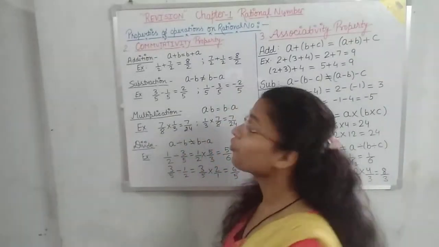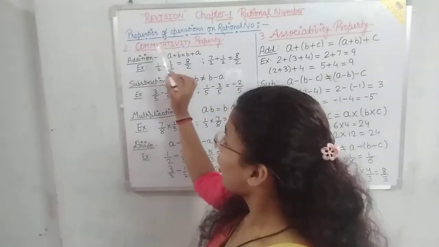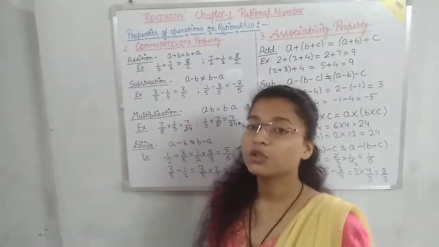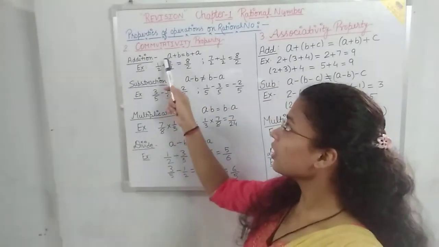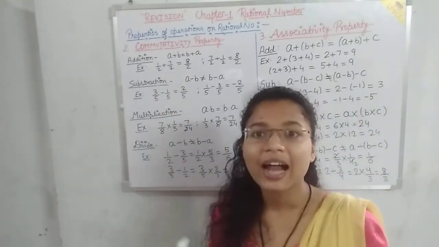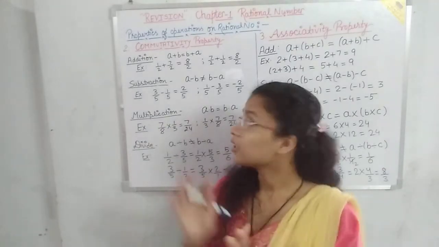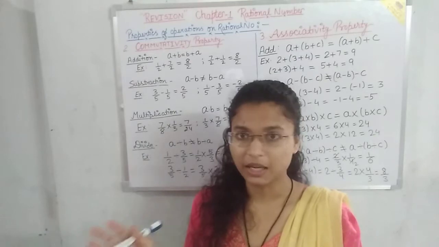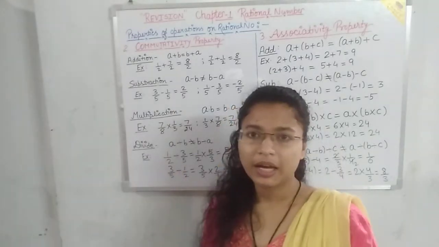In the commutative property, in addition, the condition is a plus b is equal to b plus a. This is the required necessary condition. It means if you are adding a plus b, this should be equal to b plus a. Let's understand it by an example.